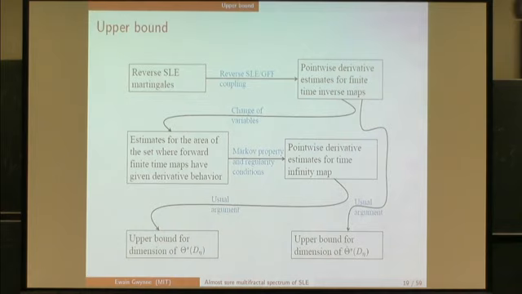And then once we have area estimates, we can argue that the probability that the derivative has given behavior at a certain point doesn't depend too strongly on the point. So if you know the expected area of the set of points where it has given derivative behavior, then you can also say that you know the point-wise probability that it has given derivative behavior. And then once we have that estimate, then we get an upper bound for the dimension of the subset of the curve.